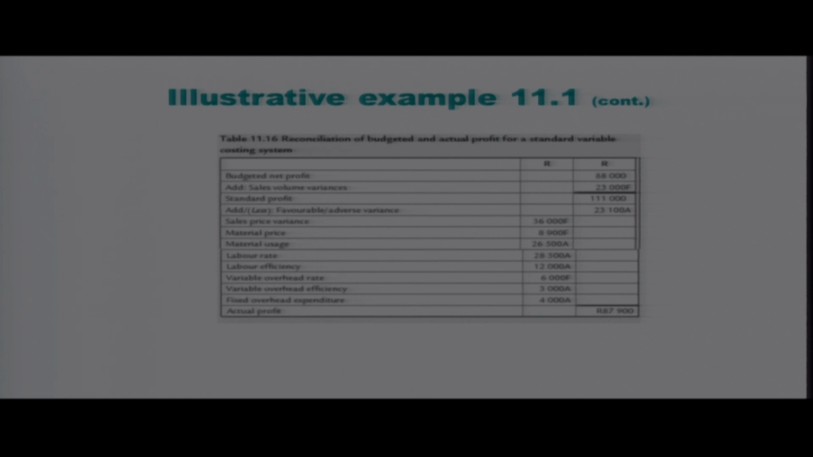The budgeted profit will still be 88,000. And then under the marginal costing now, the sales volume variance came to 23,000, which was favorable. So 88,000 budgeted profit plus 23,000 volume variance under the marginal costing then leaves us with a standard profit of 111,000. And then we are going to add all the favorable variances or subtract the unfavorable. Firstly, our sales price variance, it's 36,000 favorable.